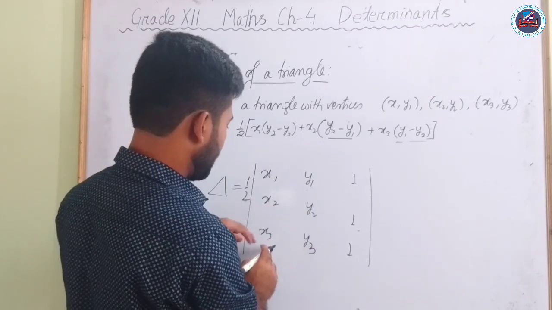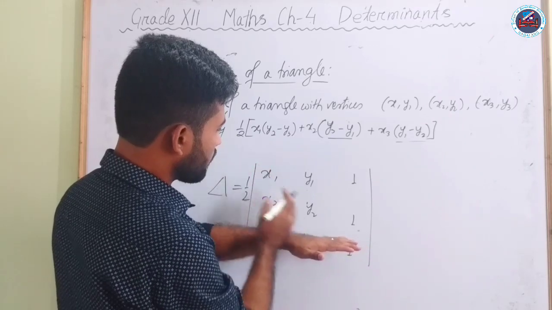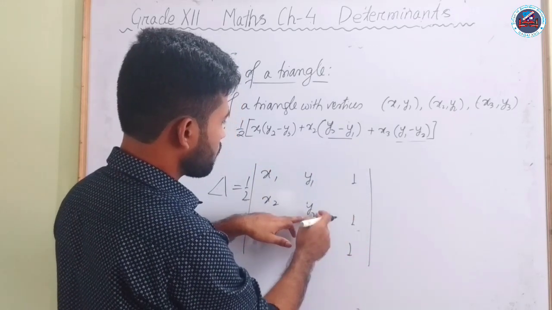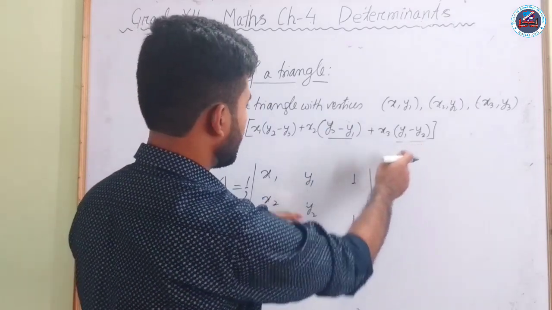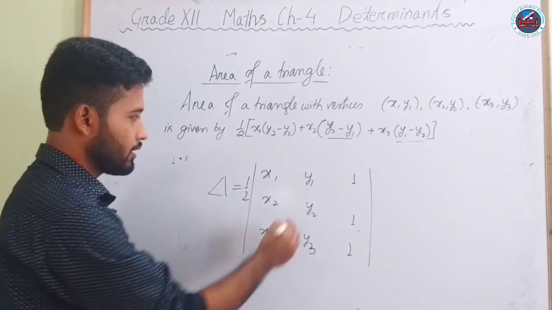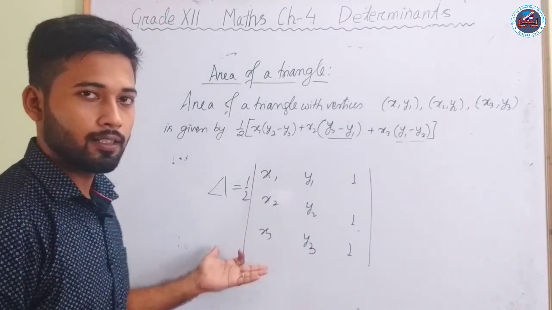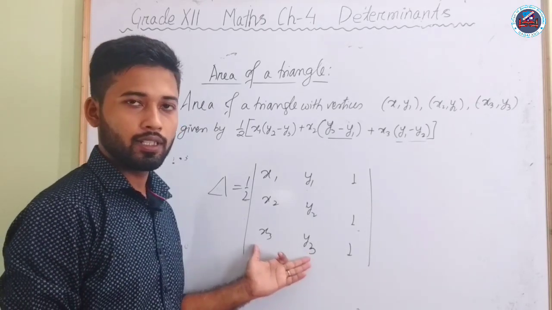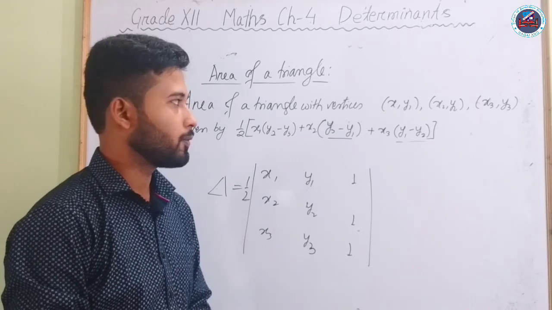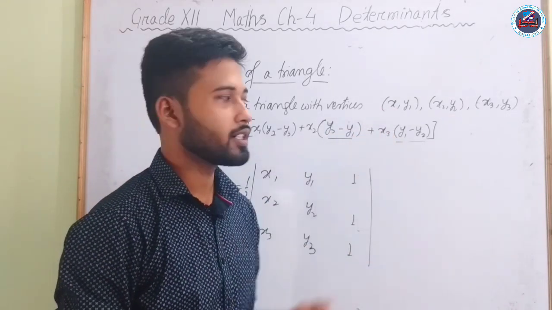Fine. And next we have x3. Excluding this row and column, we have y1, y2, and here 1, 1. So it will be y1 minus y2. Fine. So we are getting the same thing, isn't it? You can try it yourself once and you must get the same thing. So if we are able to find the value of this determinant, then we can find the area of a given triangle whose three coordinates are given.